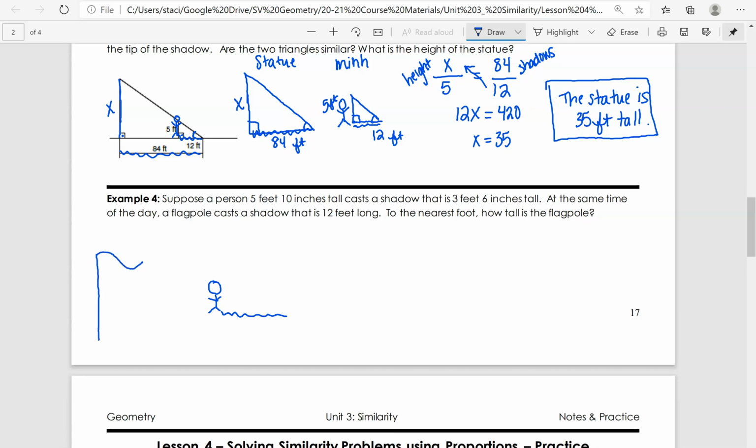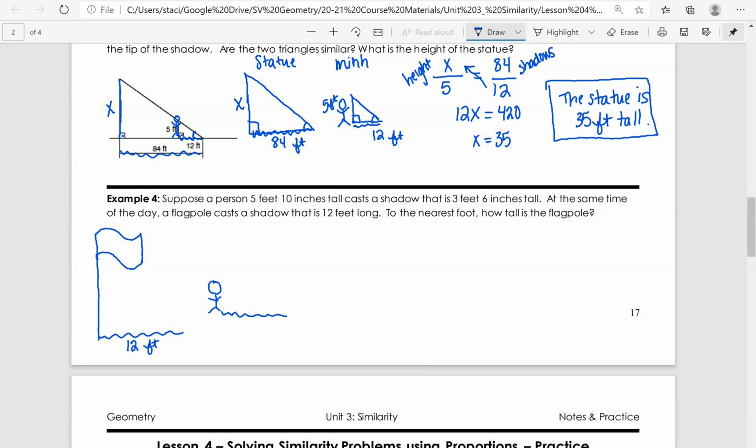And I always tell students, don't laugh at my picture. I do the best that I can. I'm definitely not an art teacher. I don't think that was too bad. And so the flagpole casts a shadow that's 12 feet long. And so notice 12 feet long, that's a pretty easy measurement.